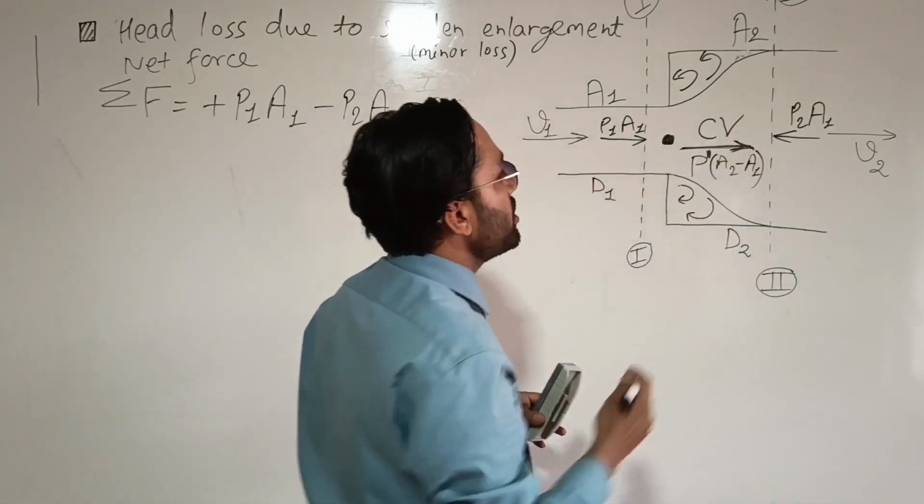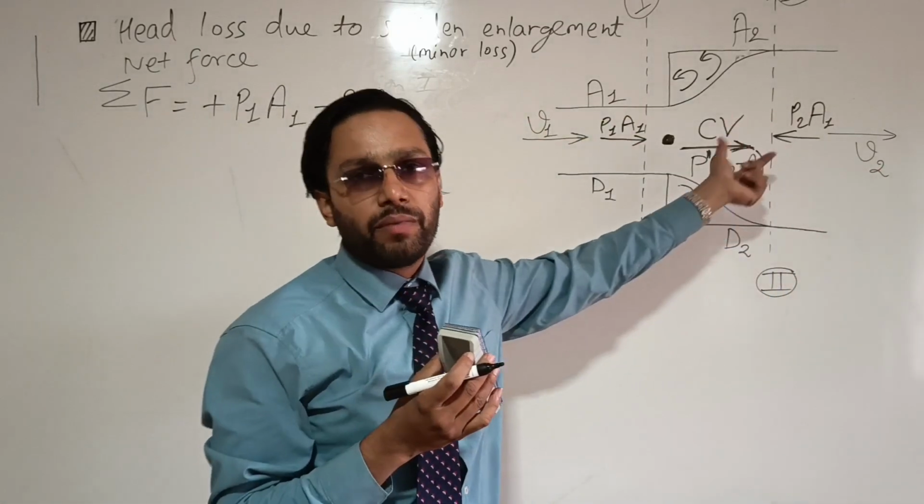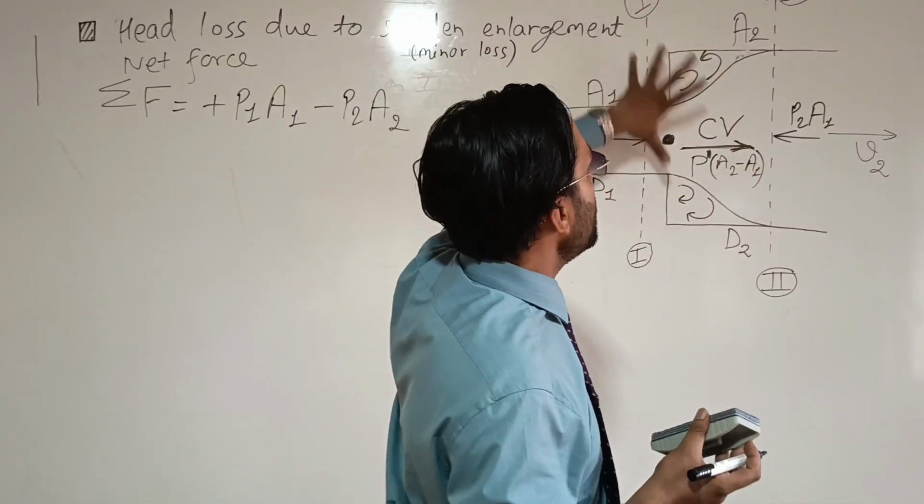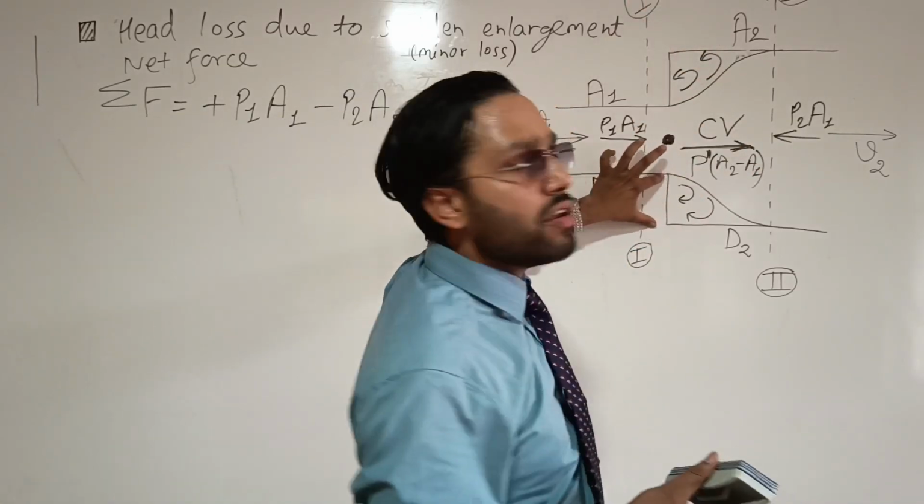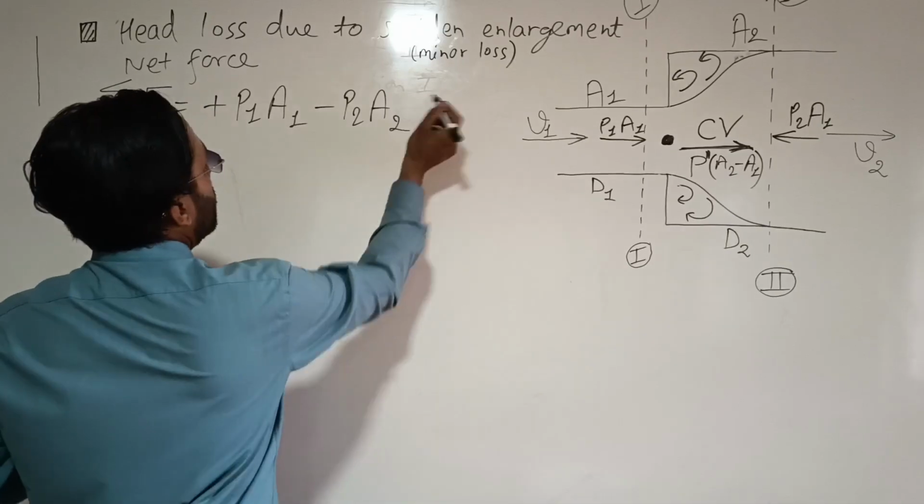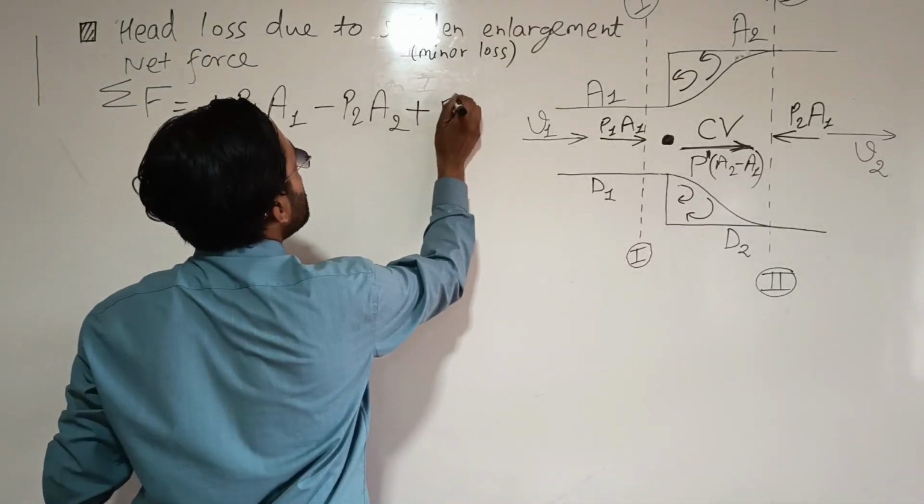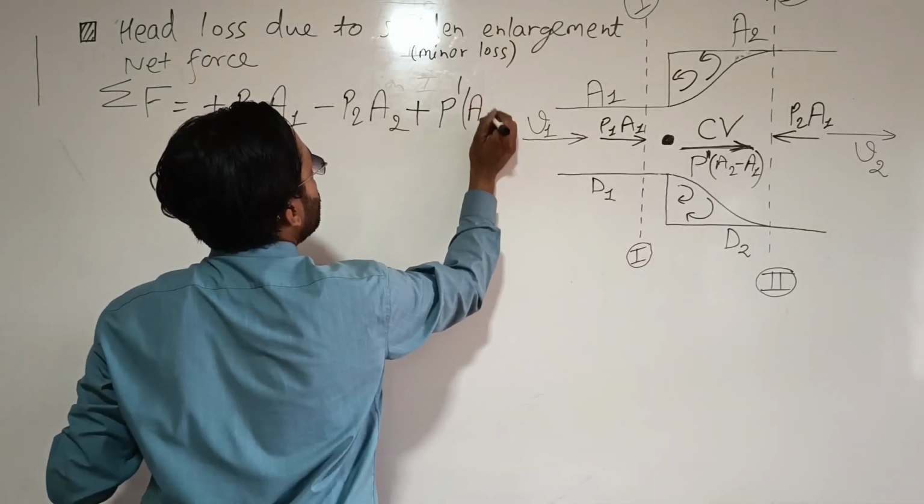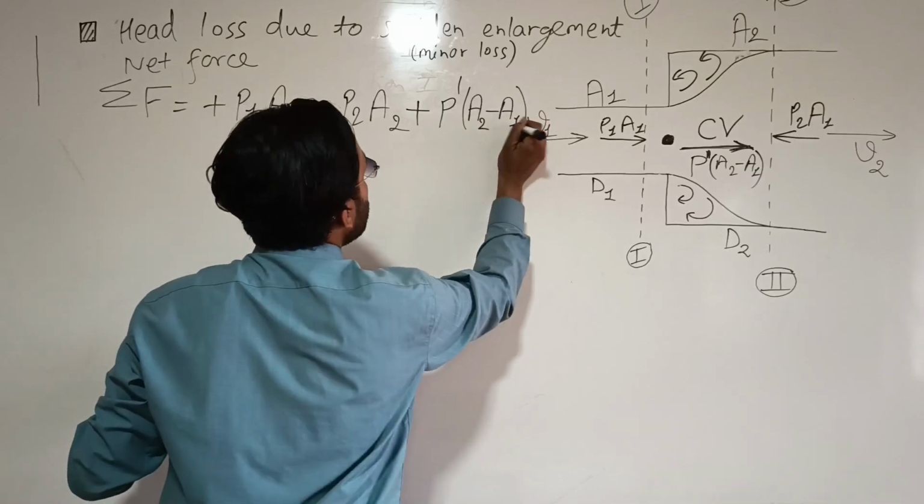So you are going to write here A2 minus A1. The intensity of pressure due to eddies acts along the direction of flow experimentally, and the area is A2 minus A1, which gives you the eddy area. So you are going to write plus P dash times A2 minus A1. Okay, this is how you write it.